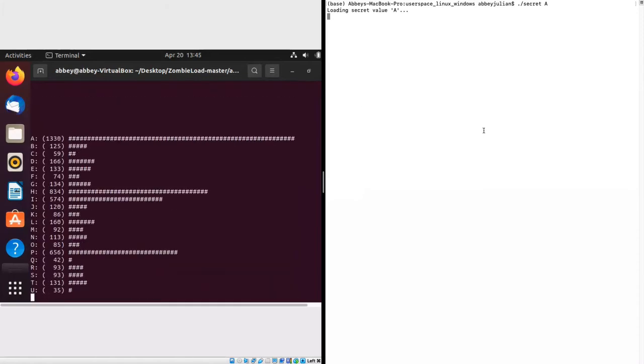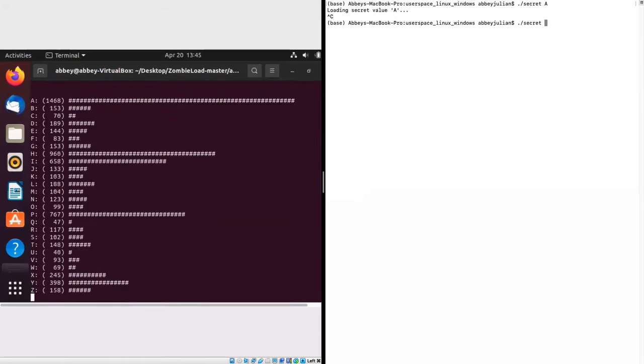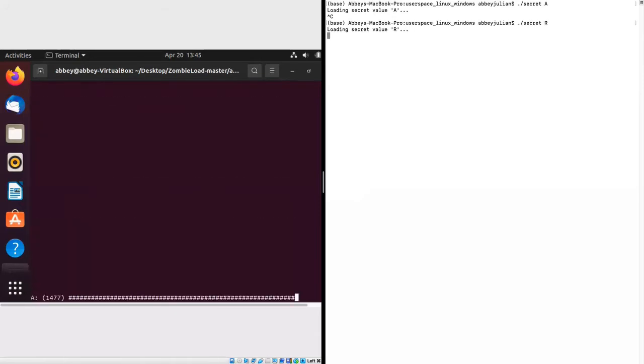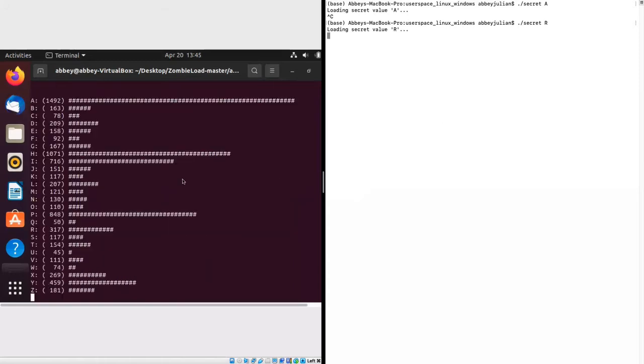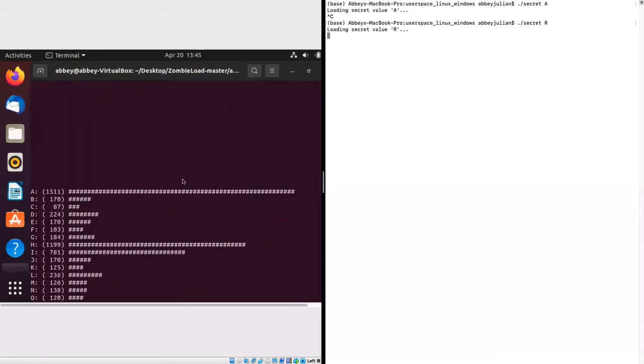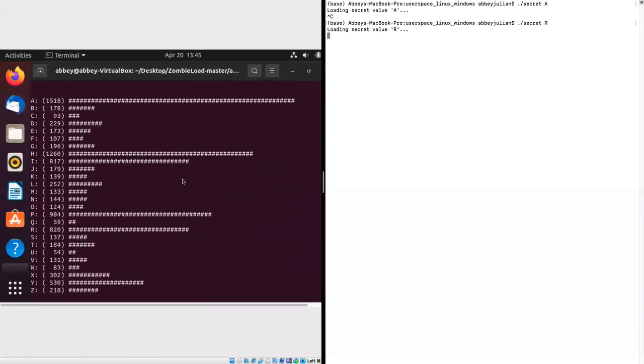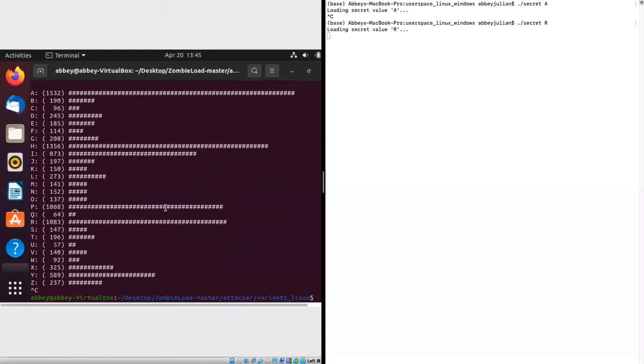Let's try a different letter. If we stop sending A, and let's say we send something else, like R. Let's see what happens over here. In our attacker, let's give it a moment to see what it sees. Then if we go ahead and pause this, we can take a look. We see spikes here, certainly for A, has a large count, and for R as well, we see quite a large count. So the attacker definitely knows our secret letters.